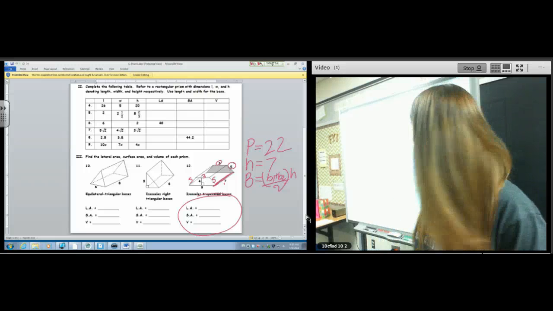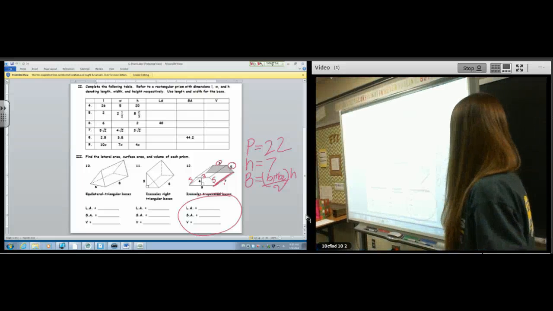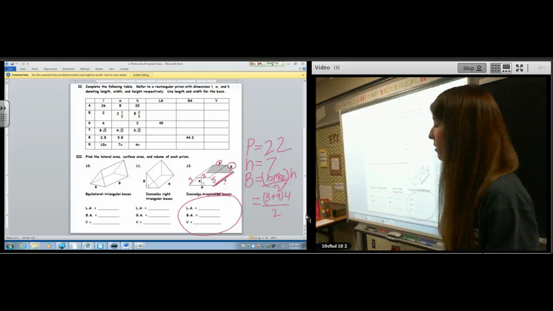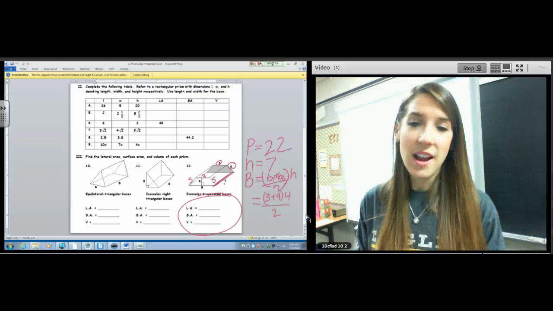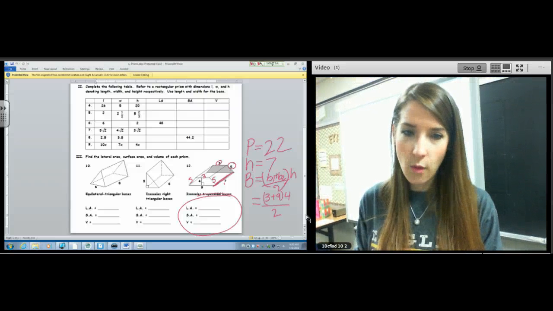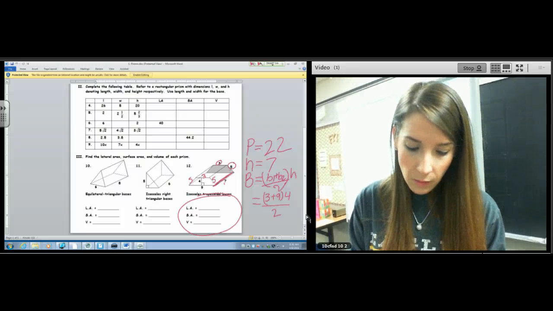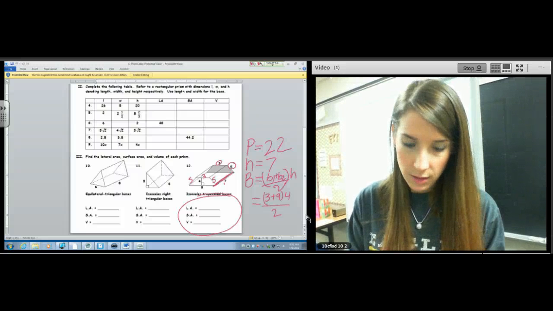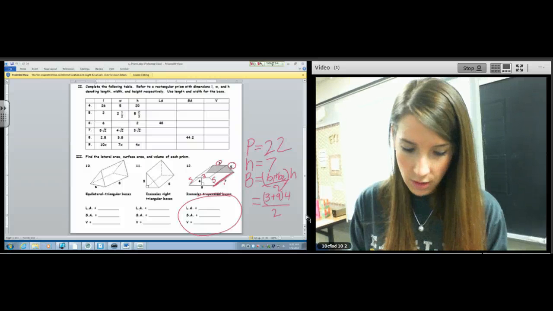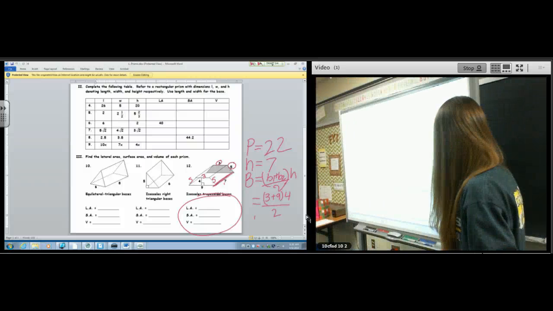So now let's plug in what we know. We know that 3 is a base. 9 is a base. The height is 4 and divided by 2. Y'all got lucky because you didn't have to find any missing values. We gave you all the pieces to the formula. So 3 plus 9 times 4 divided by 2, and you get 24.